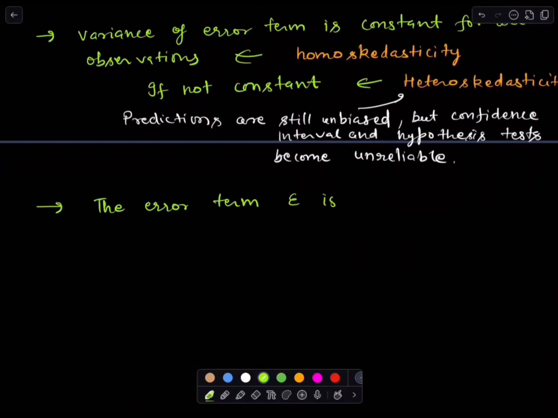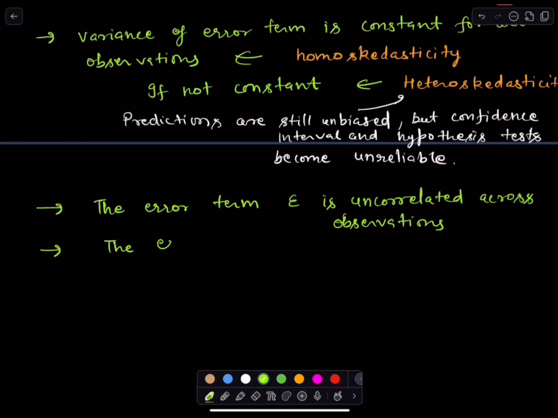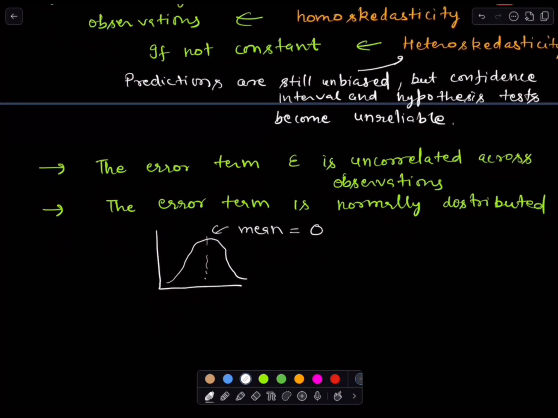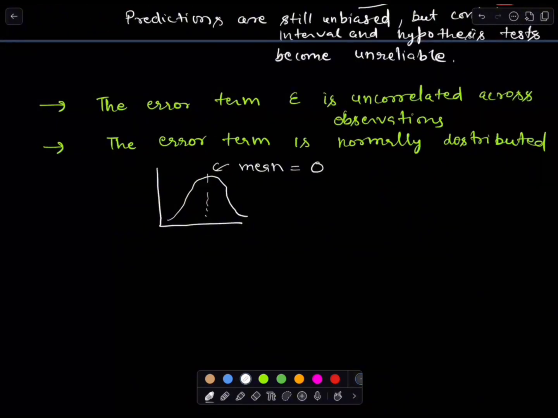The error term E is uncorrelated across observations. And the final one is that the error term is normally distributed. And what does that mean? When you plot the distribution of error terms, the mean will be 0. So these were all the assumptions behind regression models.